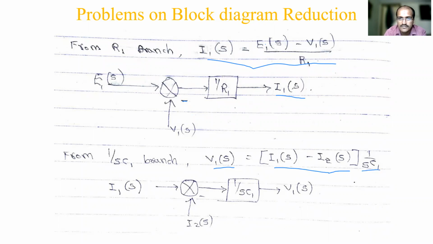So same thing, I1 of s is the output. The same thing will be the input to the next summing point, and I2 of s is subtracted, which is coming from somewhere.